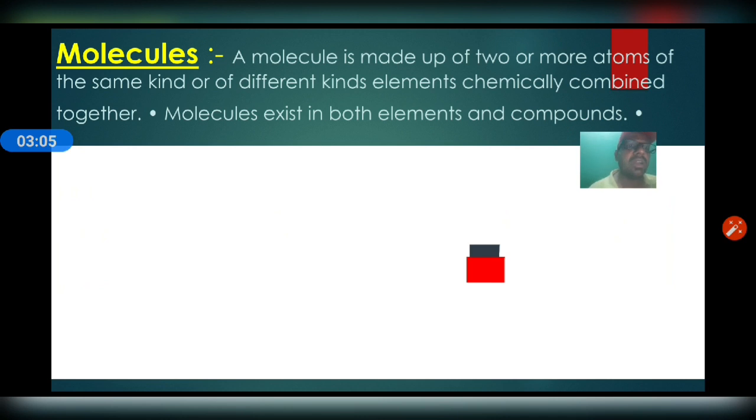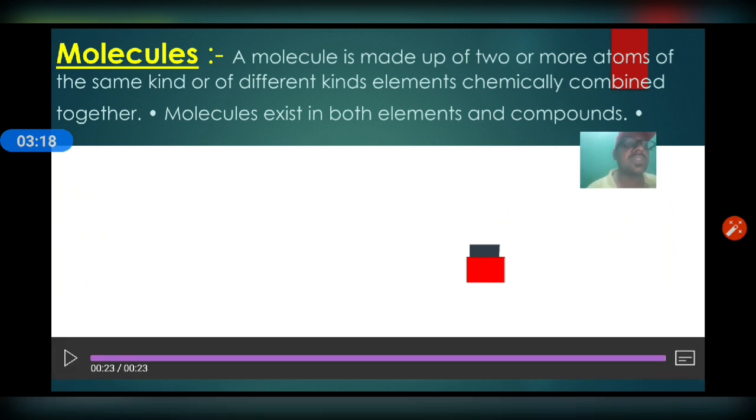So my dear students, you can see how two or more atoms combine chemically to produce a molecule, and all these molecules are made up of the same atom, which means they are homoatomic. When they are made up of different atoms, they are called heteroatomic molecules. You will see later in this lecture, so we will talk about that later.